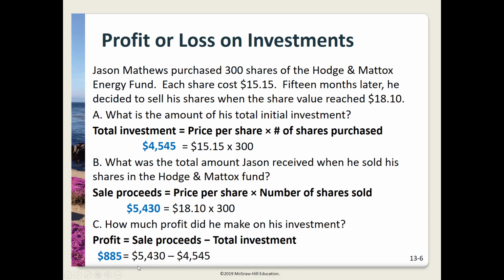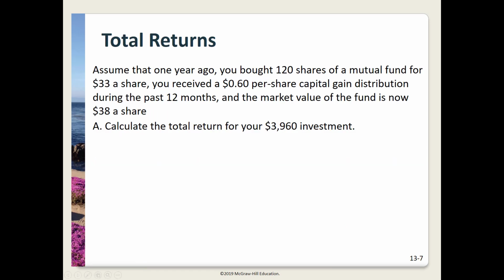Now, if when we subtract our sale proceeds and our total investment and we end up with a negative, that means there would have been a loss on the investment. So be aware, positive means profit, negative means loss. Next, let's calculate total returns. Assume that 1 year ago you bought 120 shares of a mutual fund for $33 a share. You received a 60-cent per share capital gain distribution during the past 12 months, and the market value of the fund is now $38 a share.